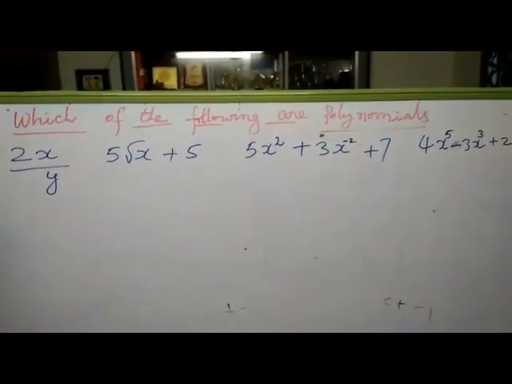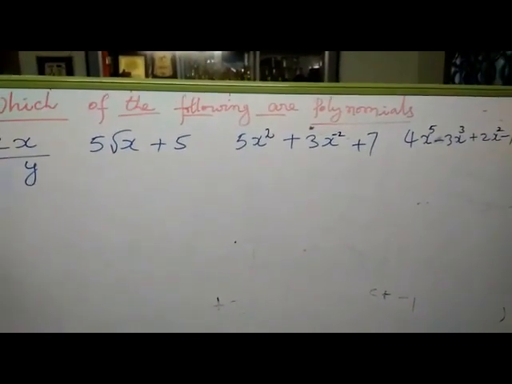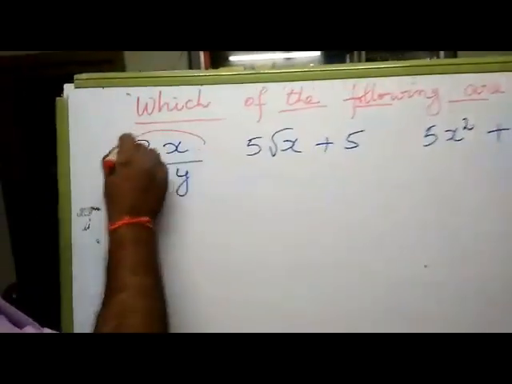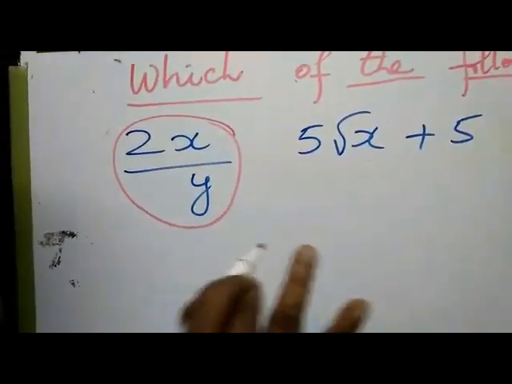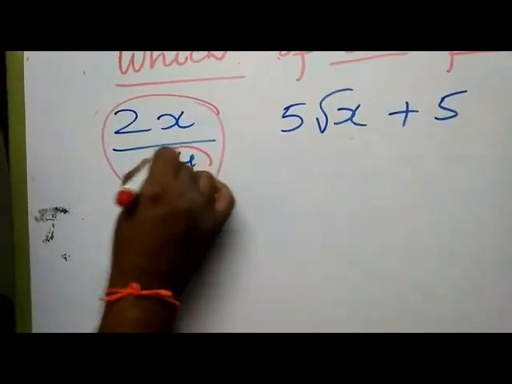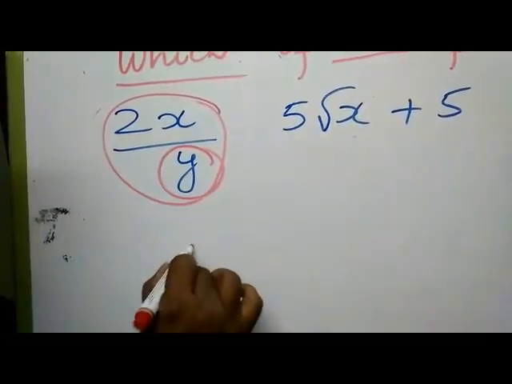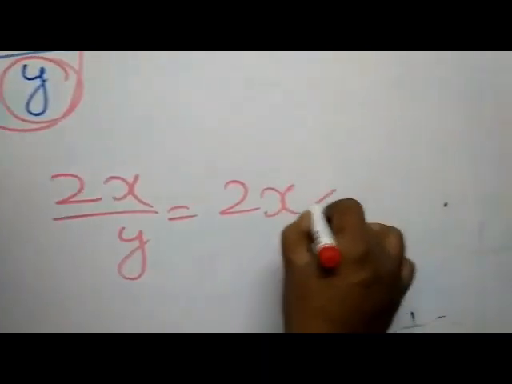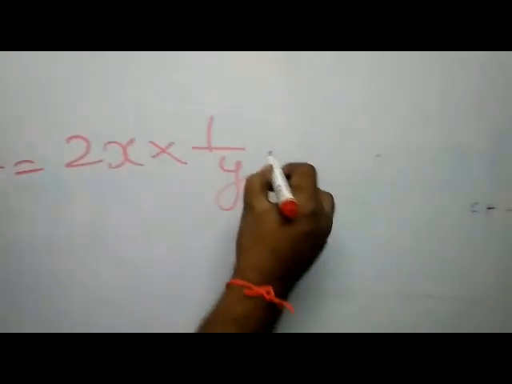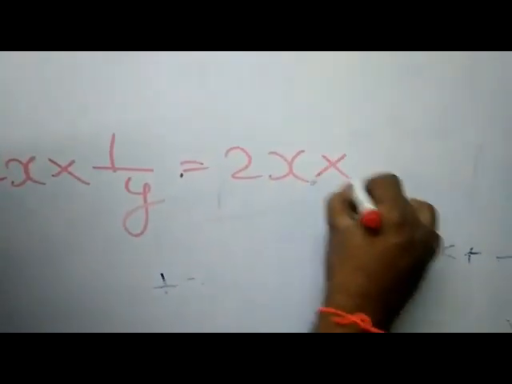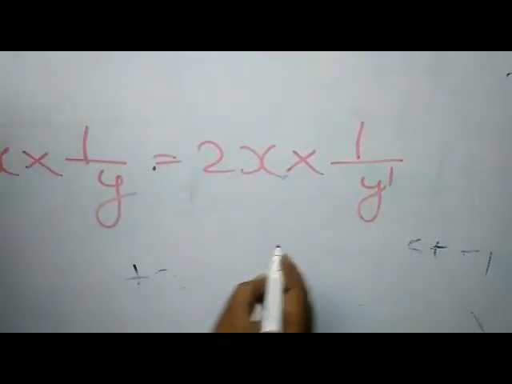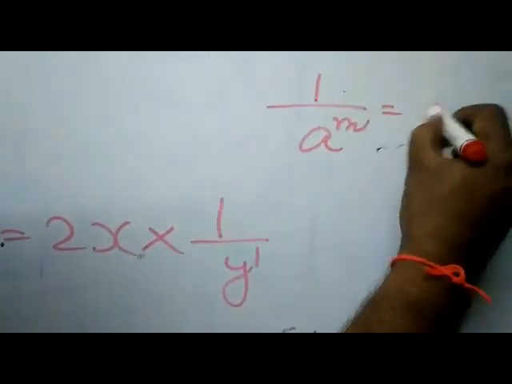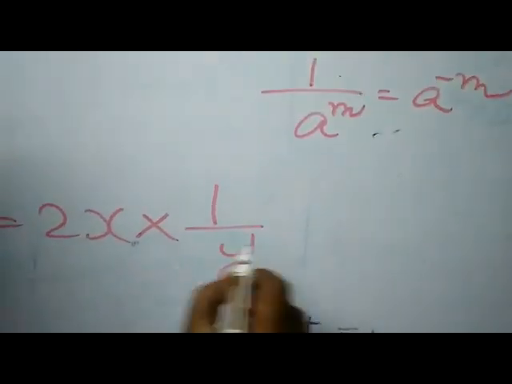Here, let us check which of the following are polynomials. All are algebraic expressions. Which of the following are polynomials? First of all, you take the first example. This is not a polynomial. You know very well, the denominator contains a variable. Otherwise, 2x by y is nothing but 2x into 1 by y. 2x into 1 by y, we can write 1 by y to the power of 1. We know very well 1 by a to the power of m is equal to a to the power of minus m. It is an exponential law.